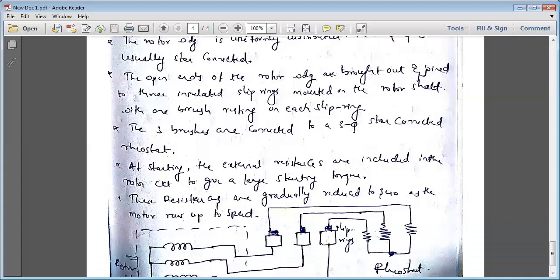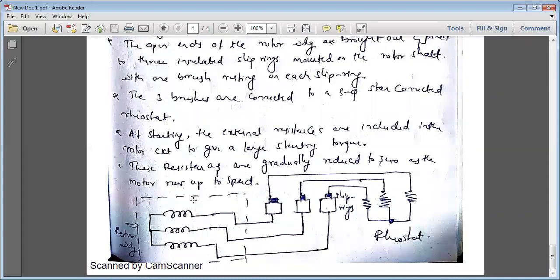Here you can see the block diagram of the wound type or slip ring induction motor. At starting, external resistances are included in the rotor circuit to give a large starting torque. One disadvantage of the three-phase induction motor is its low starting torque. The starting torque is lower in the squirrel cage induction motor.